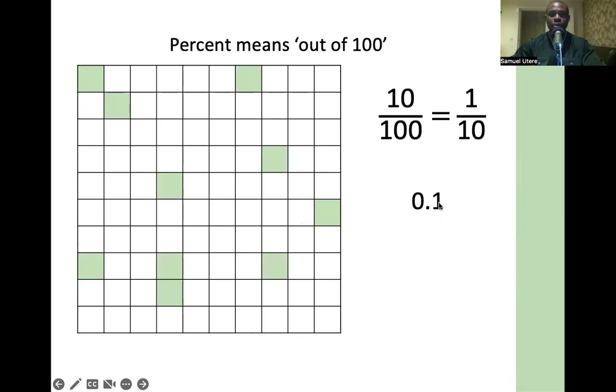Here is another example. We have 10 squares shaded, but they're not together. They're all scattered around in the 100 square. 10/100ths is the same thing as 1/10. Now, there are different ways to think about this. If we simplify this fraction, 10 over 100, we'll get 1/10. That is the same thing as 0.1. And then as a percentage, remember percentage means out of 100, this is 10%.